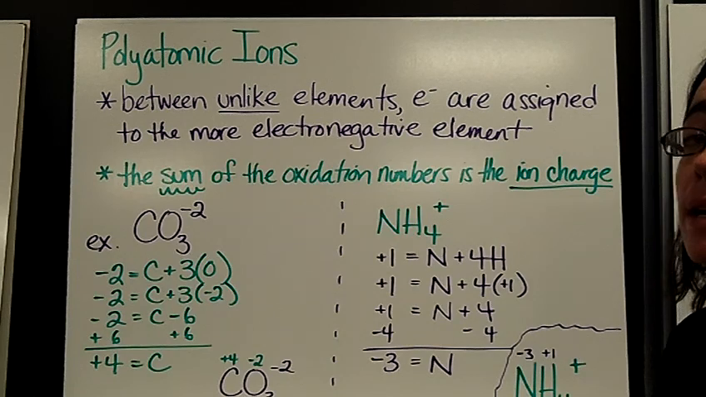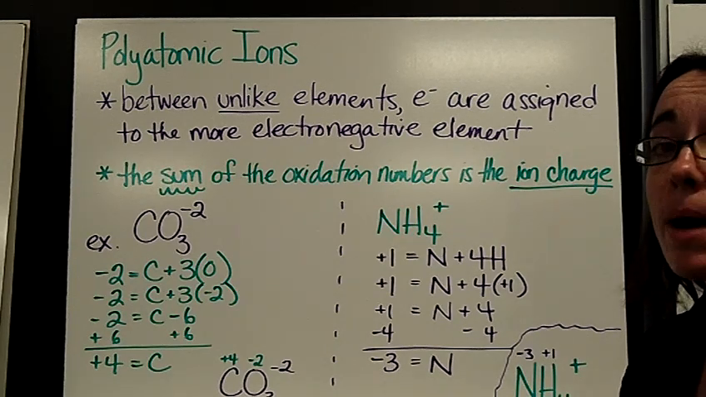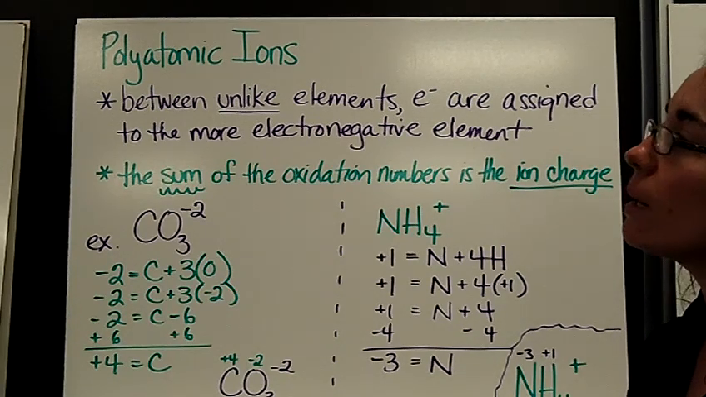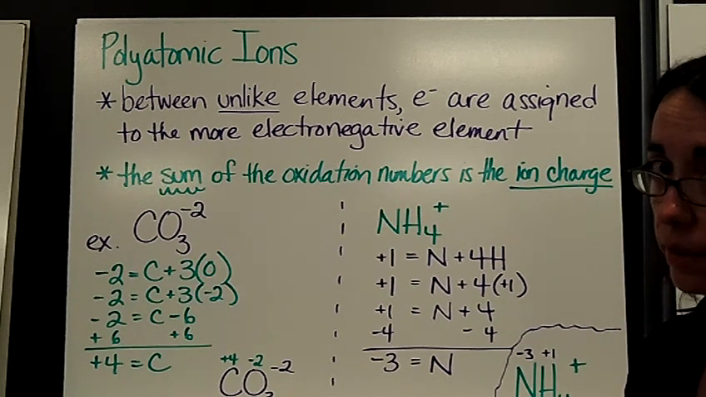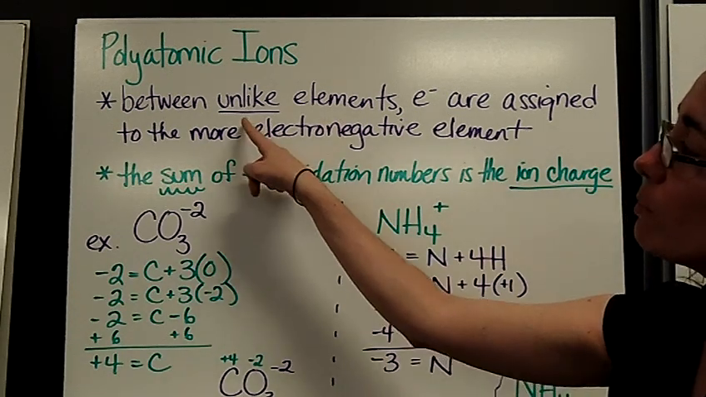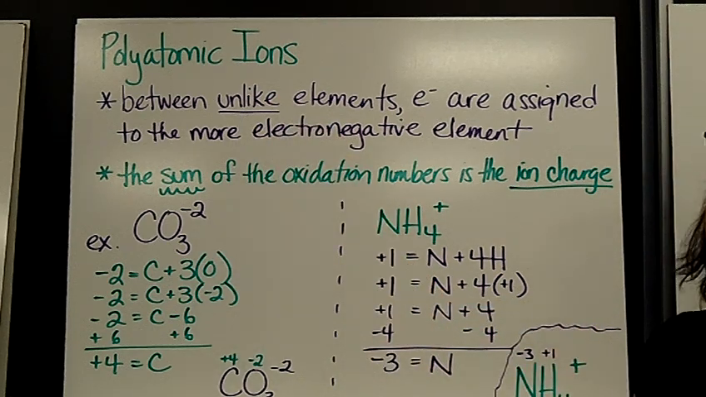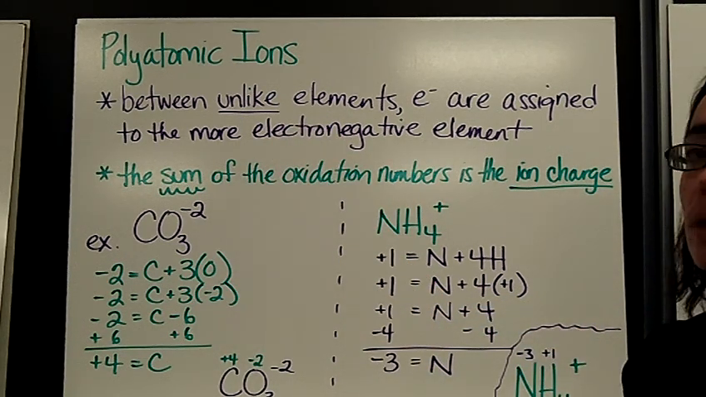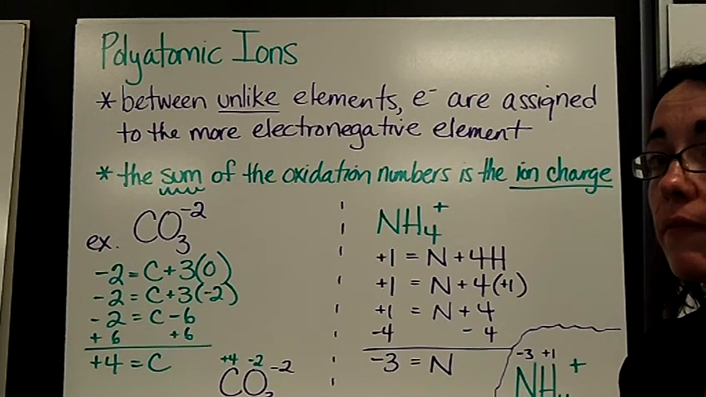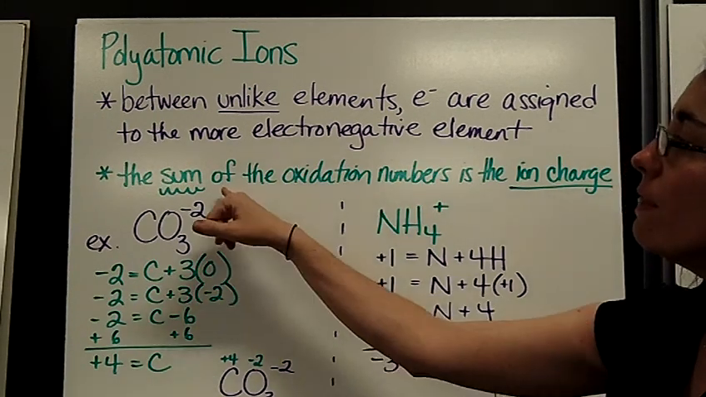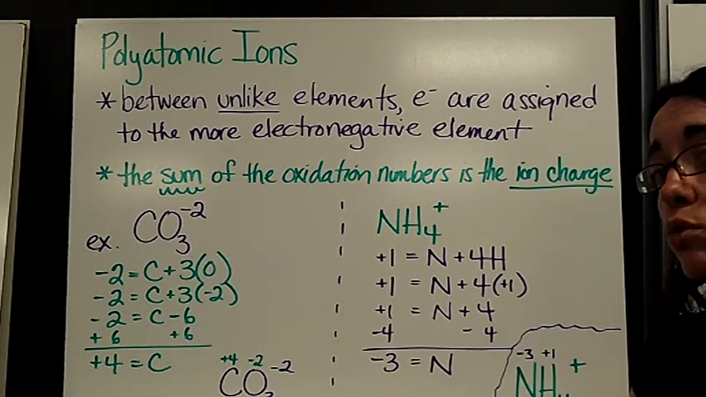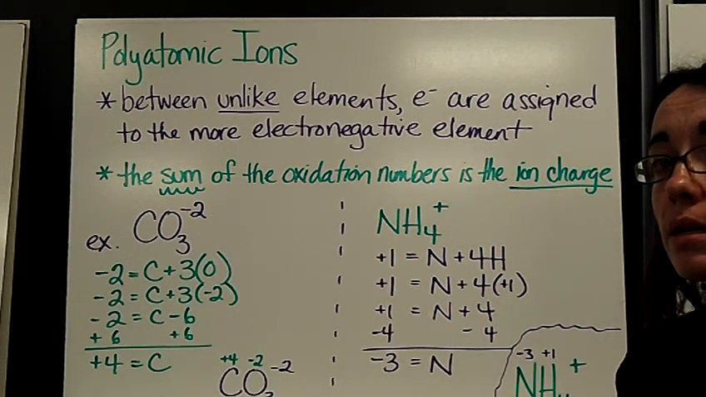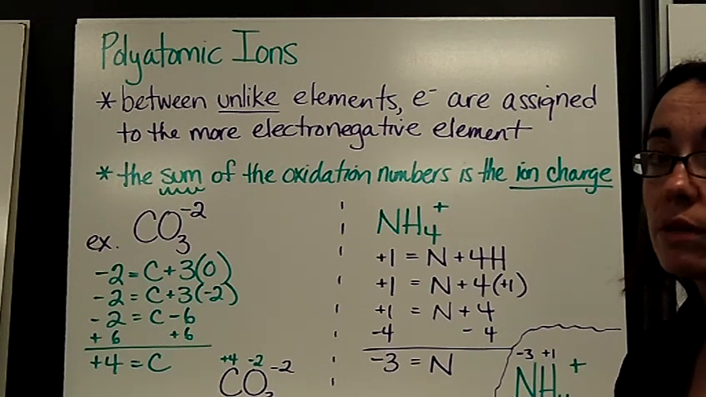Okay, in our last different case, polyatomic ions, we're going to combine what we knew about the simple ions with what we know about the compounds. So again, between unlike elements, they're not going to share equally. The more attractive or more electronegative element gets assigned the valence electrons. The sum in this case of the oxidation numbers is going to be equal to the ion charge. We are not summing to 0 as we did in the previous examples.